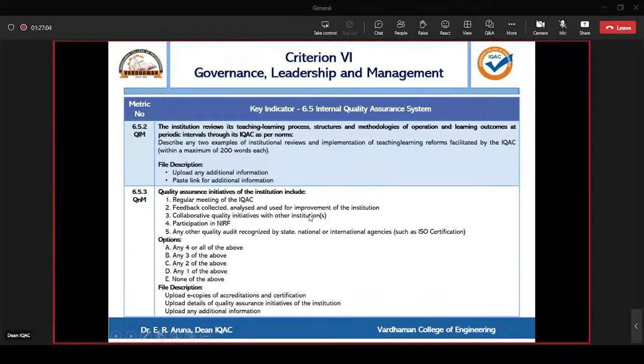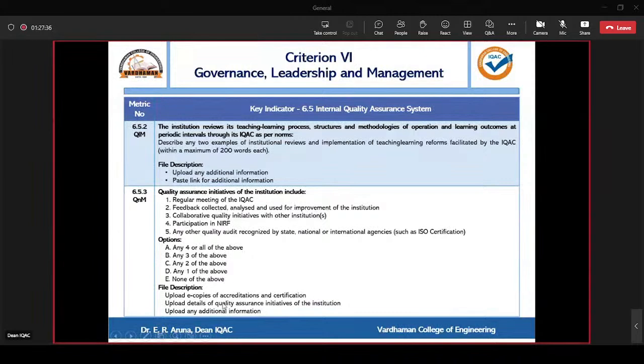should be used for improvement of the institution for faculty with respect to teaching learning process, and collaborative quality initiatives with other institutions. That is the events we are conducting in collaboration with other institutions, and participation in NIRF and also other quality audits organized by state, national, international agencies such as ISO. So we may opt for any one of that, depending on what the IQAC has done at institutional level, like A, B, C, D, or E.